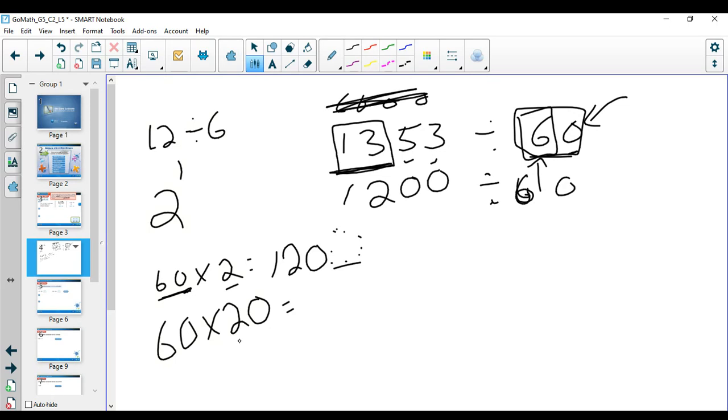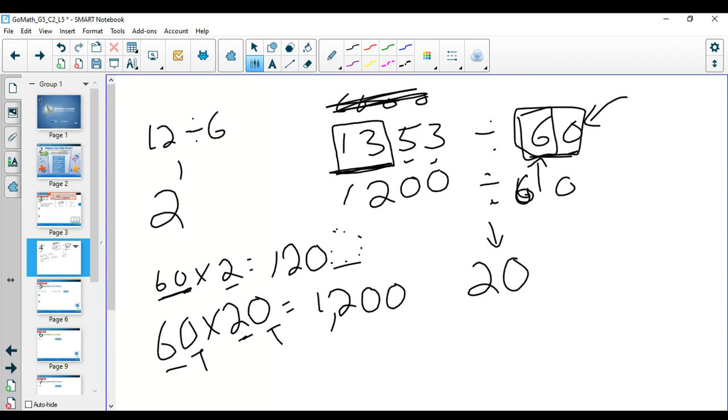Now, again, I do my basic facts. 6 times 2 is 12. I don't just have one 0, I have a second zero. So I'm going to add those 2 zeros back here. So my estimate for 1,200 divided by 60 is going to be 20, right?